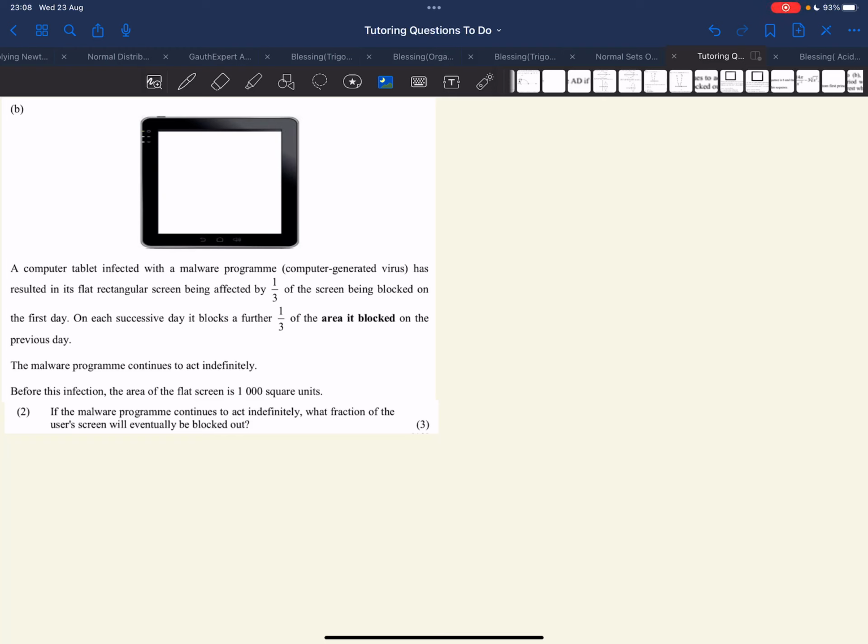Okay, right. Now, the next part of the question, which is still a continuation from the first one, says that if the malware program continues to act indefinitely, meaning infinitely, what fraction of the user screen will eventually be blocked out?